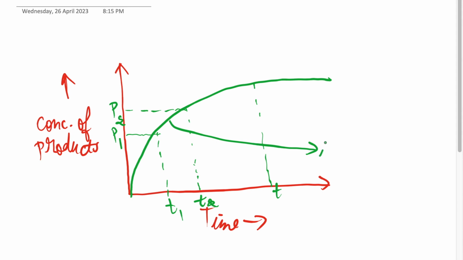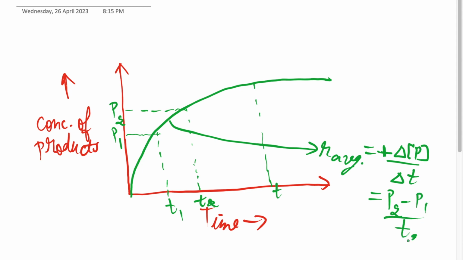R average is equal to, as the concentration of products is increasing over time, a plus sign will come, so plus delta P by delta T. So P2 minus P1 upon T2 minus T1. See, this is delta T and this is delta P.